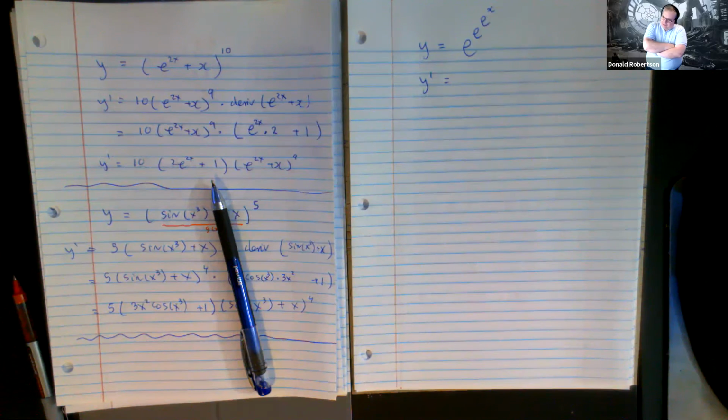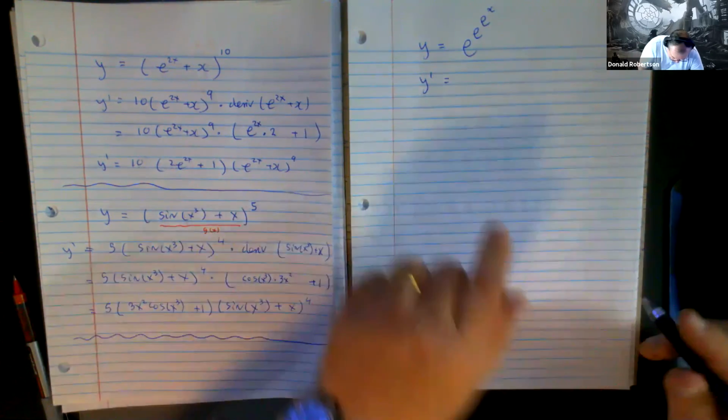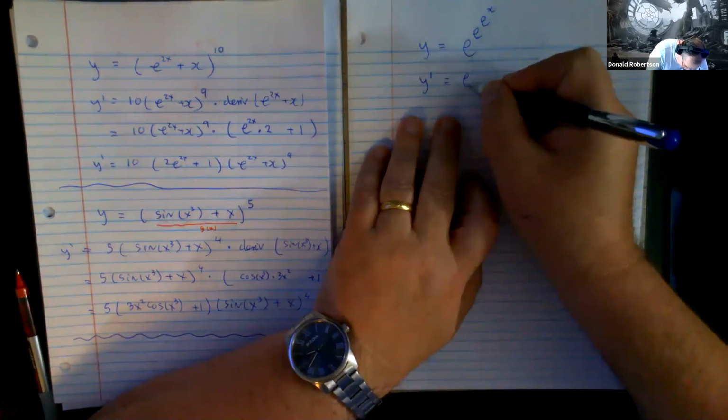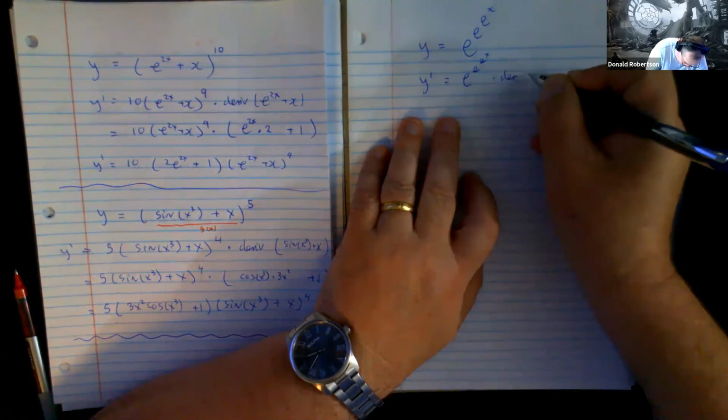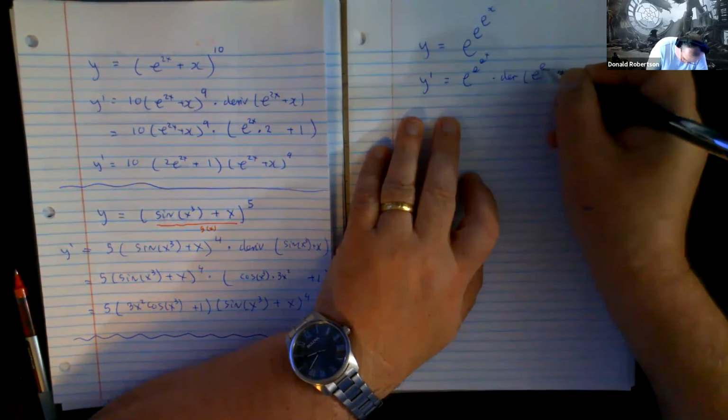The answer has a nice symmetry to it. You just have to keep your eye on who the "something" is, because it keeps changing each time you move the doll towards the center. So e to the something gets you e to the something times the derivative of the something, right?